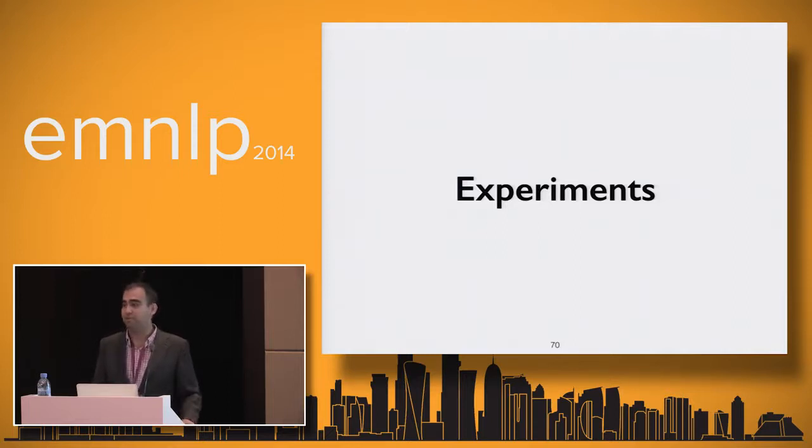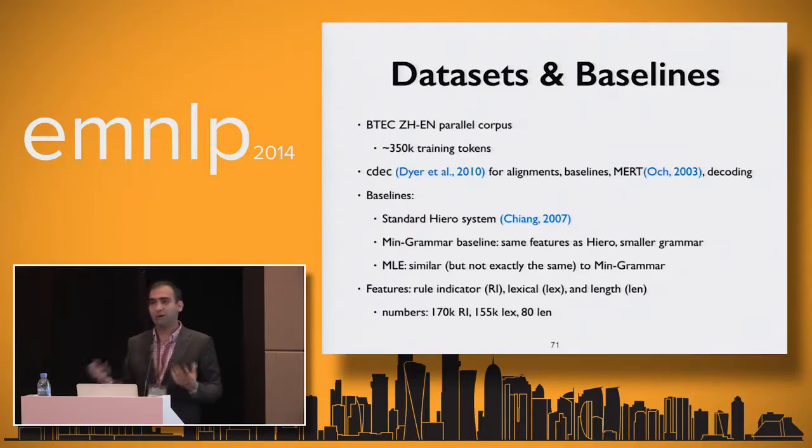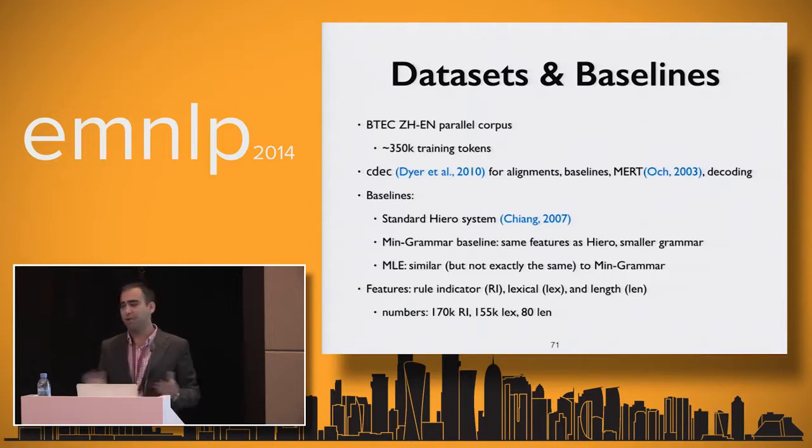We've seen how to do inference using this model, and we've also seen 2 different ways of estimating parameters for this model. So now I'll briefly talk about some experiments. In terms of evaluation, we looked at the BTech Chinese English corpus, and the baseline we looked at is the standard Hiero system baseline. So this is, as I referred to earlier in the talk, a composed grammar where we have fairly large translation rules, and on average, we found that these grammars were about 20 to 40 times larger than the minimal grammars.